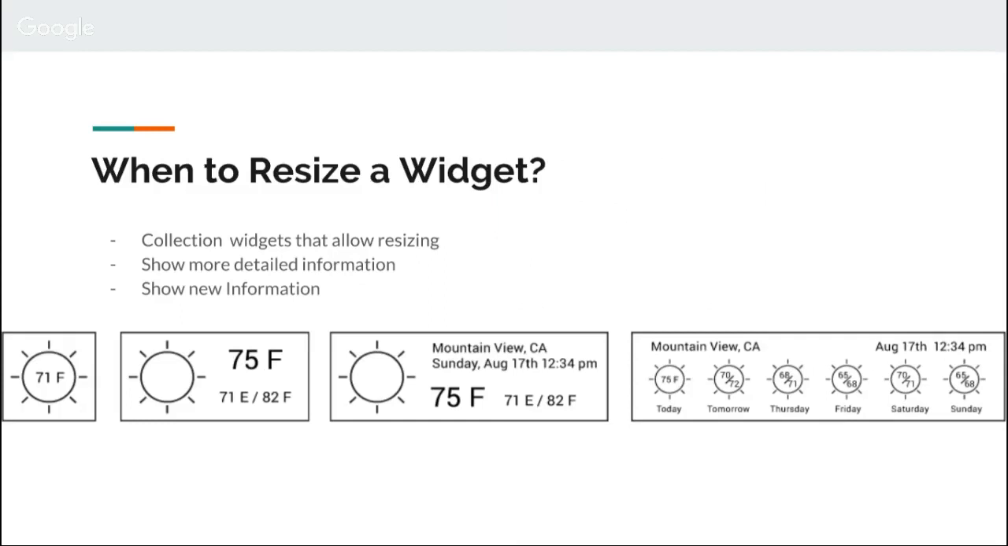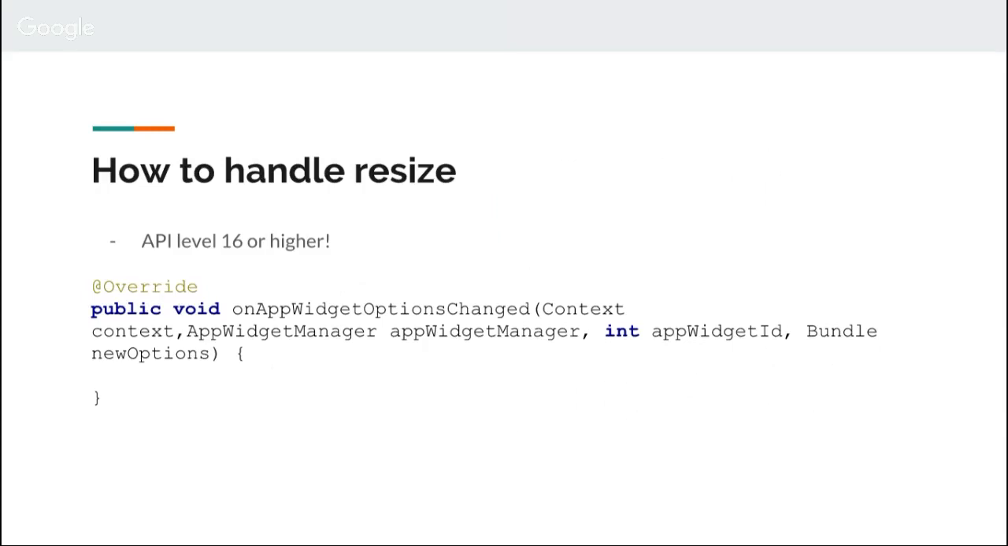So how do you go about doing a resizable widget? First, on the metadata, you have to allow the widget to be resized. It's called resize mode, and it can be vertical or horizontal. I'll leave a little example on the description, so you can check that out.